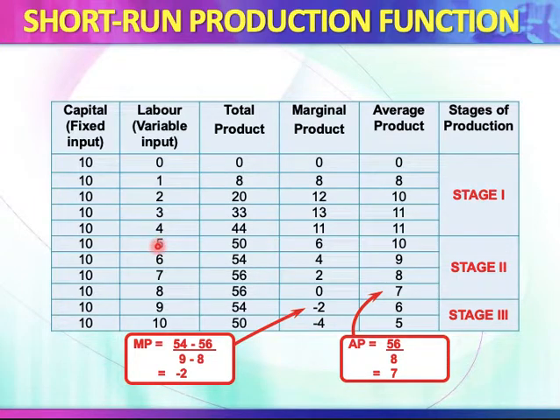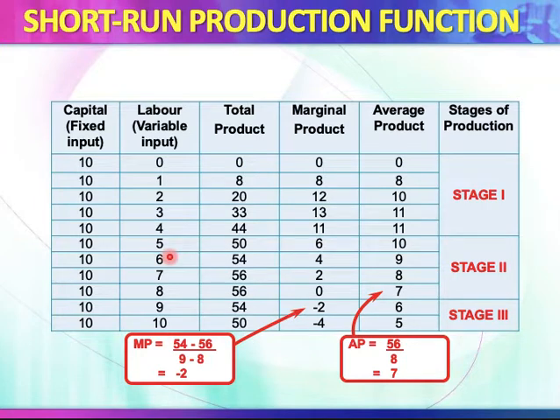So when Emilia comes, the total product becomes 50. The average product for each worker, I have 5 workers now, and each worker produces 10. And the marginal product, the additional shoes that can be produced when I add Emilia, is 6. This one is the marginal product. Now we see that the marginal product becomes lower.